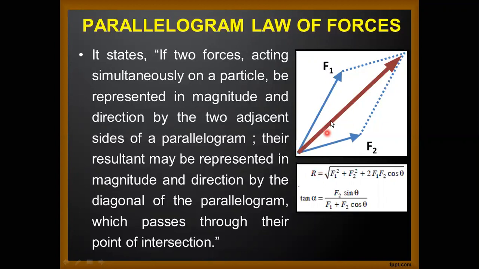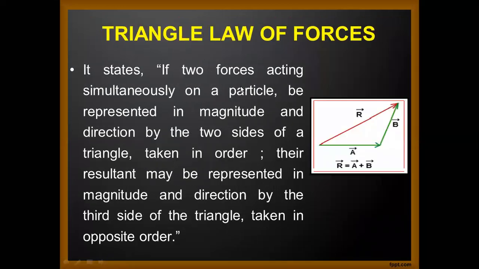R represents this diagonal force, which can be determined using the equation R equals the square root of F1 squared plus F2 squared plus 2 F1 F2 cos theta. And what is the direction of the force? That is theta or alpha, which can be determined using tan alpha equals F2 sin theta divided by F1 plus F2 cos theta. This is what the parallelogram law says.